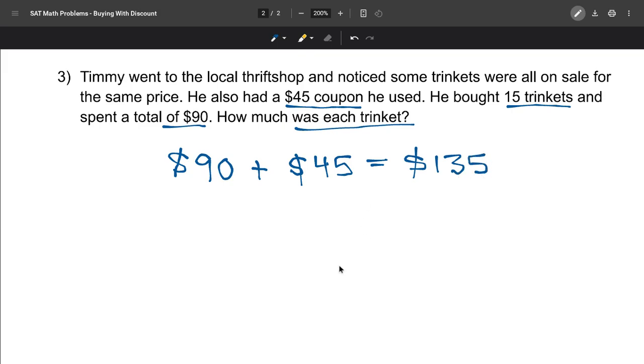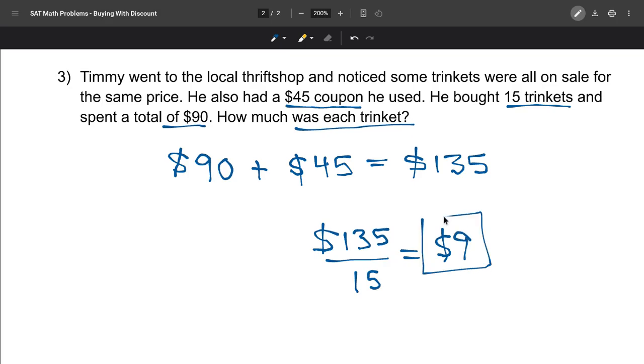And he bought 15 trinkets, so we're going to take 135 and divide by 15, and it's going to cost $9 per trinket. All right, so each trinket costs $9. All right, pretty sweet. Let's try one more.